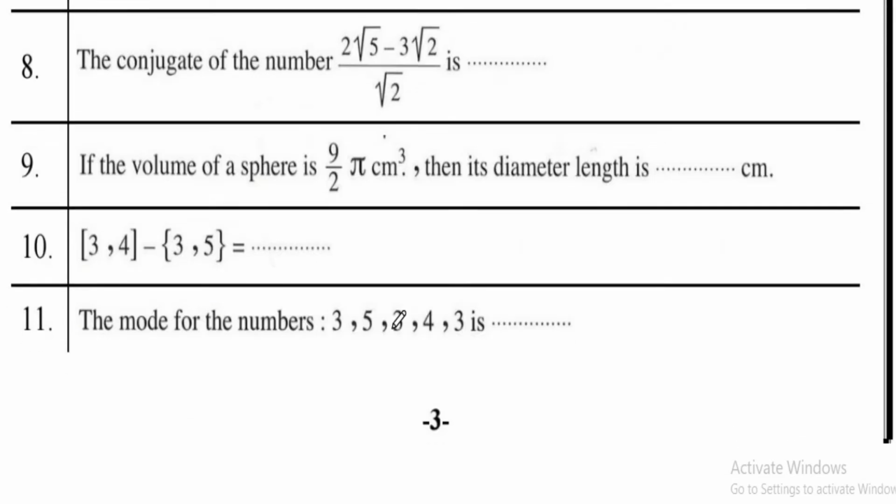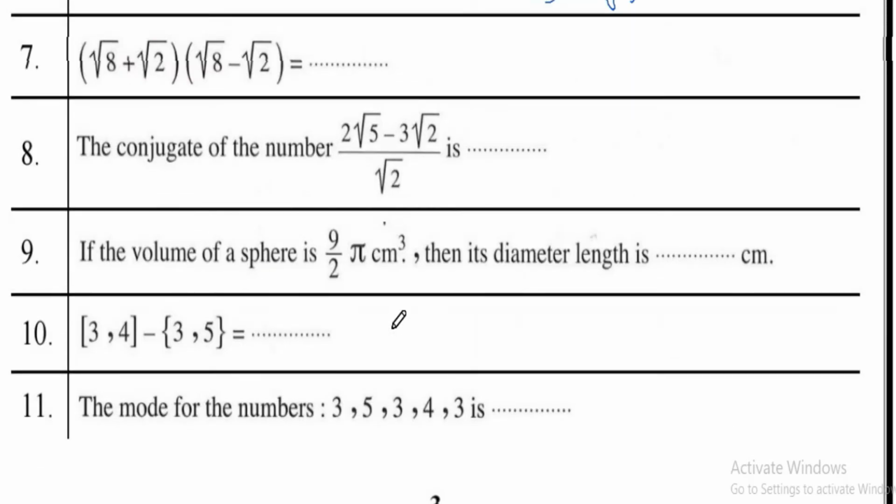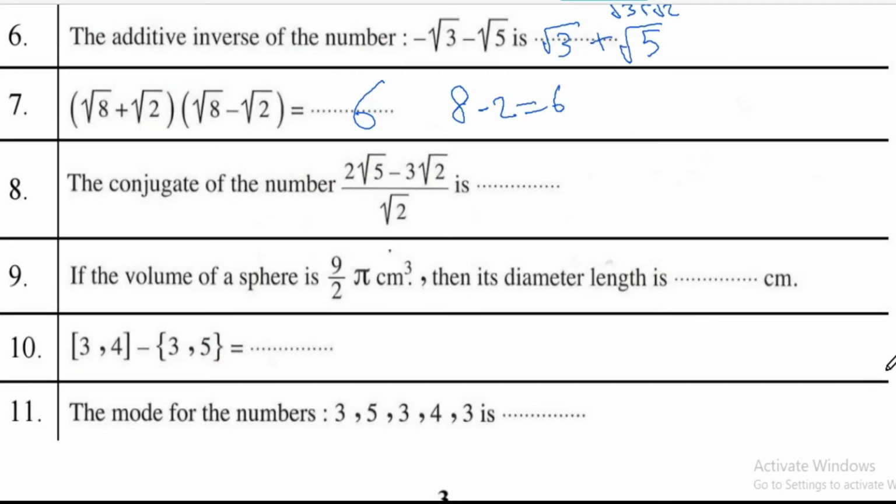Root 8 plus root 2 multiplied by its conjugate: first times first, 8 minus 2. 8 minus 2 equals 6, so the answer is 6.